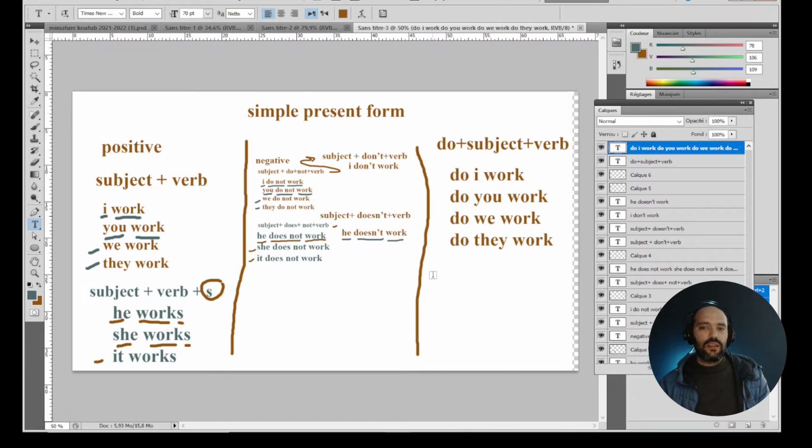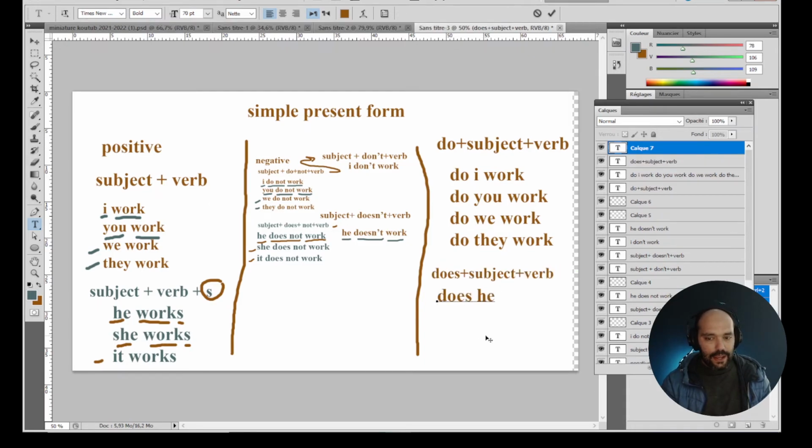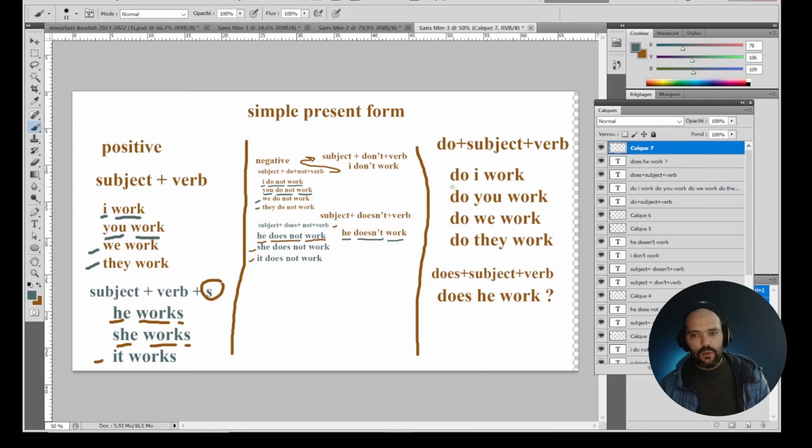With he, she, it, we form like this: does plus subject plus verb. Does he work? Okay, the same with she, with it. Here we have do, I is the subject and work is the verb. Here do with you is the subject, you is the subject and work is the verb. And the same in the next sentences here.